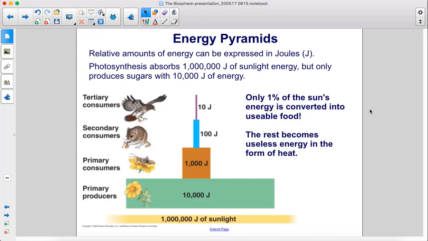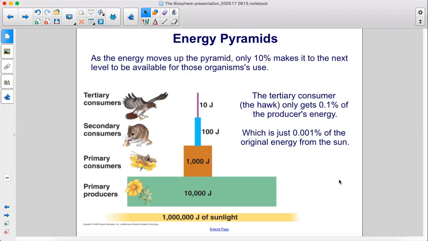Relative amounts of energy can be expressed in joules. Photosynthesis absorbs 1 million joules of sunlight energy, but only produces sugars with 10,000 joules of energy. Only 1% of the sun's energy is converted into usable food. The rest becomes useless energy in the form of heat.